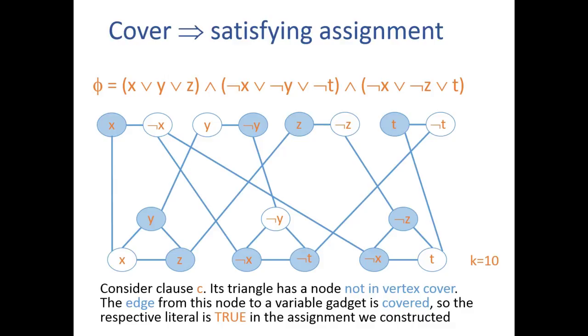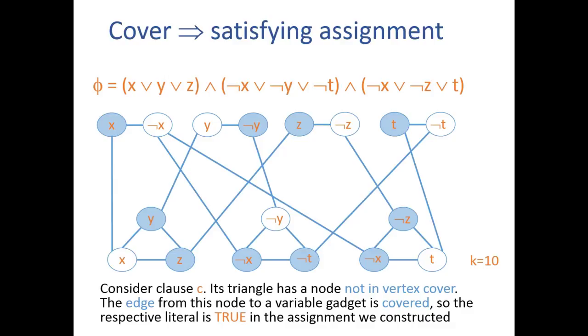Right, but we know that we started with a vertex cover. So we look at this clause, we know that this clause contains one node that is not in the vertex cover. That one node corresponds to a particular truth value for a variable. This one node corresponds to y being false, and I want to argue that this means that this clause is satisfied by virtue of y being false. Well, why is that?